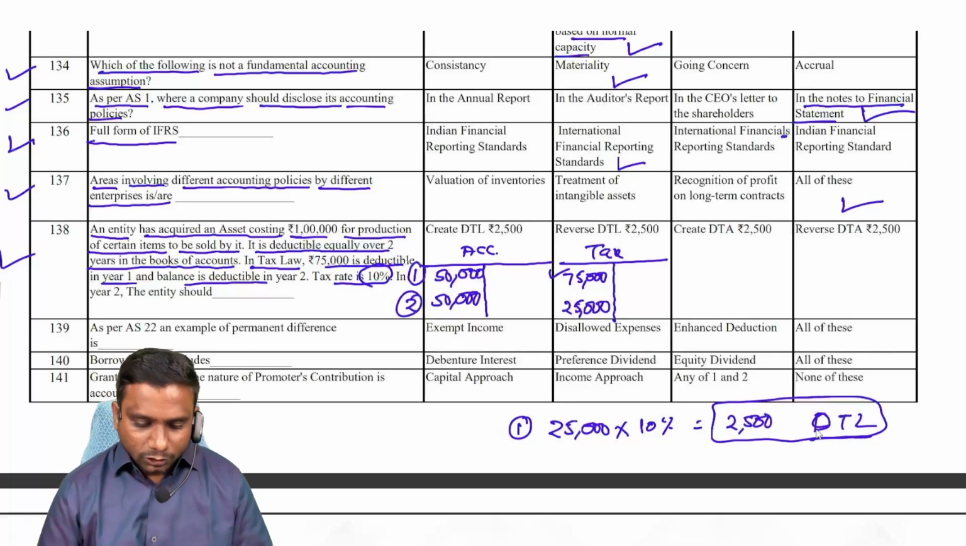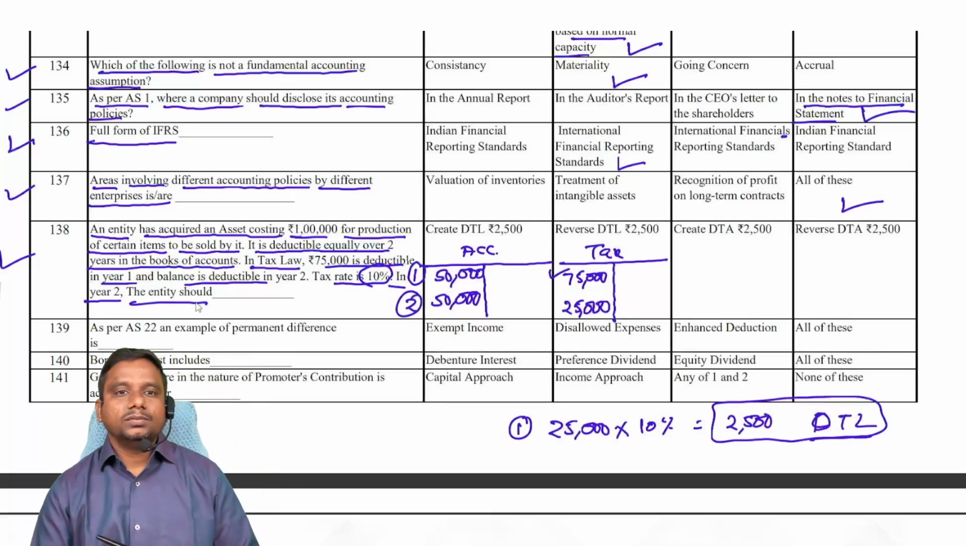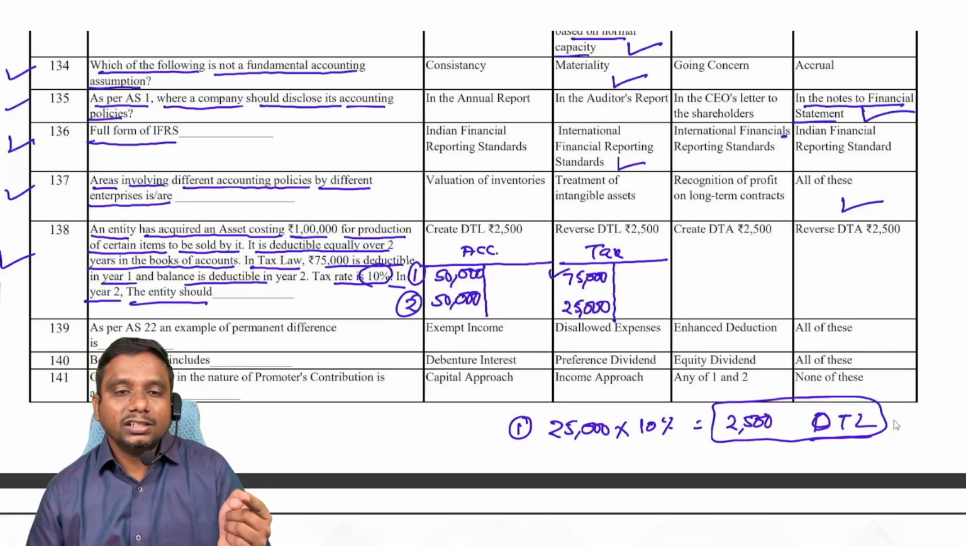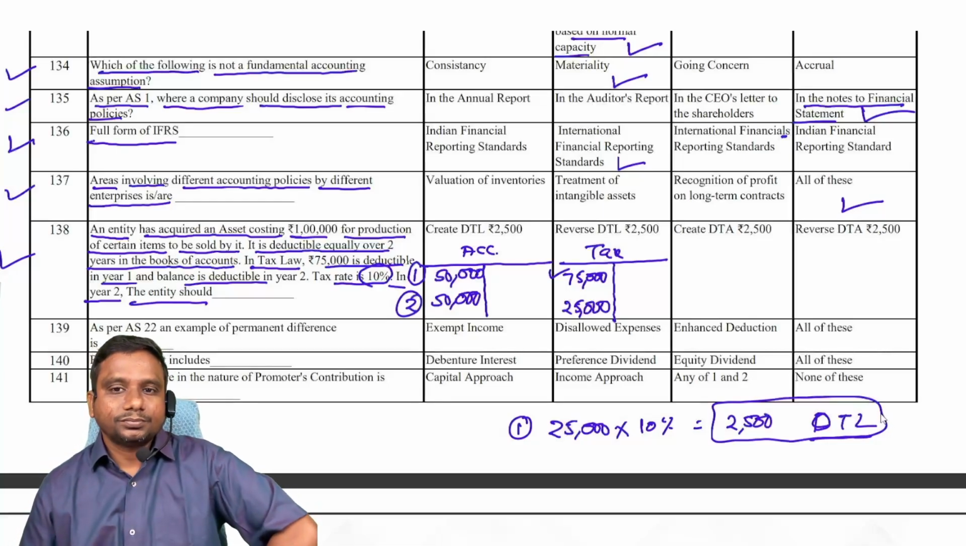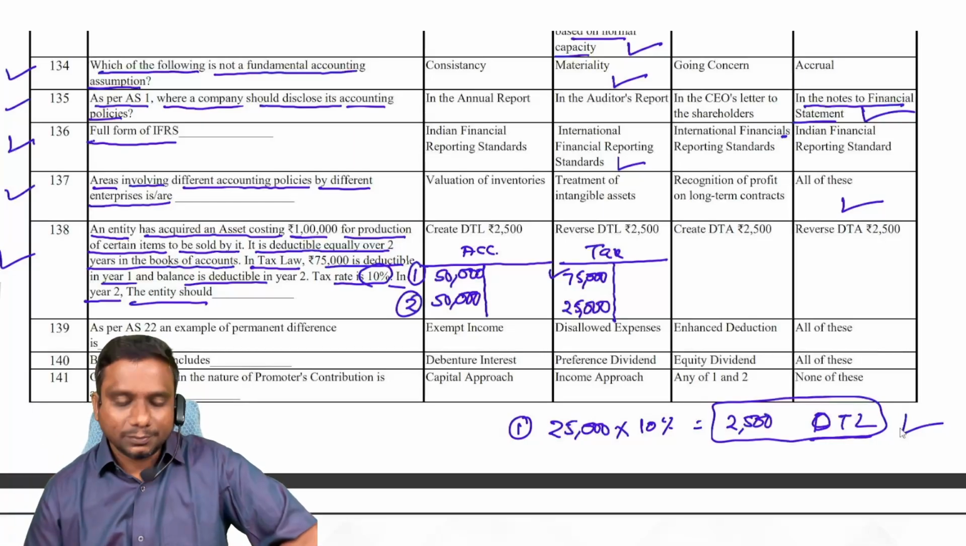Be careful, students. Now what are they asking? In year 2, what do we do? Whatever DTL we created in the previous year, deferred tax liability of 2,500, now in the second year we simply reverse it. So reverse of DTL 2,500. The option is correct.